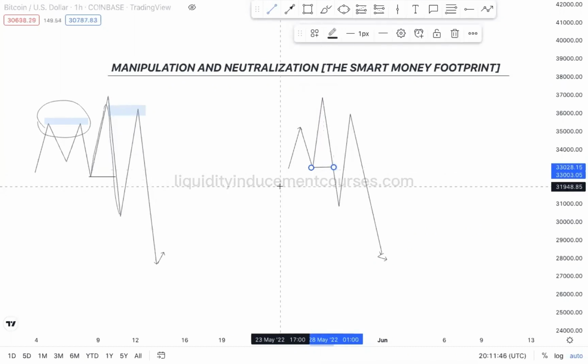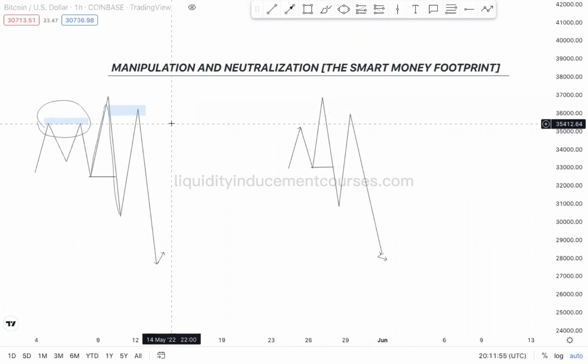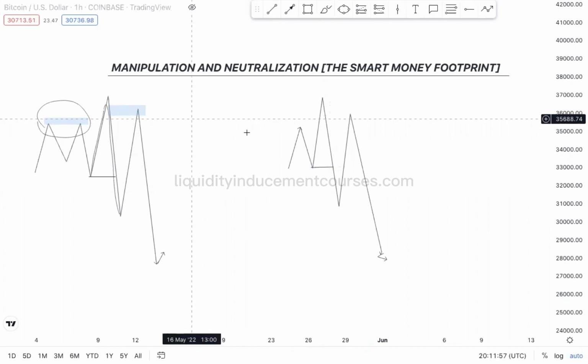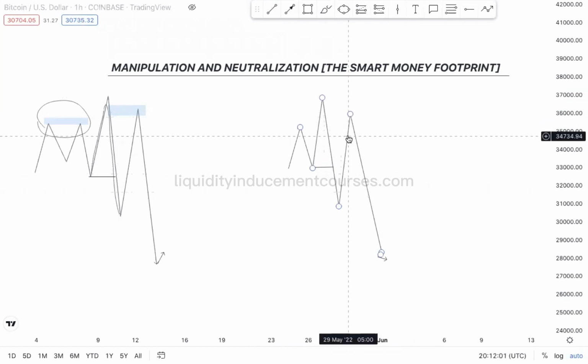Okay, so this here is our change of character. I'm not talking about change of character today. I'll deal with change of character when I begin to talk about top-down analysis, okay? But I'm trying to talk about this concept today. So this is like my typical entry model. This is SMC model 1.